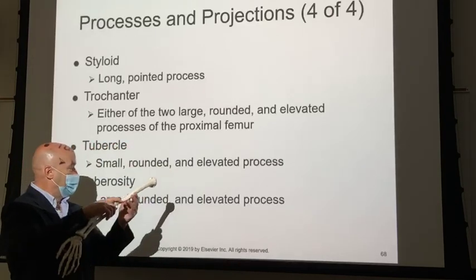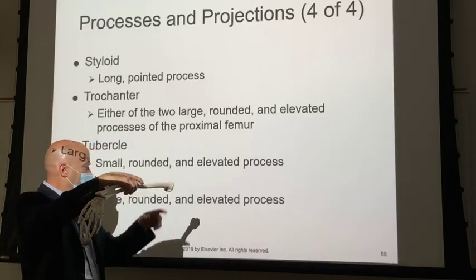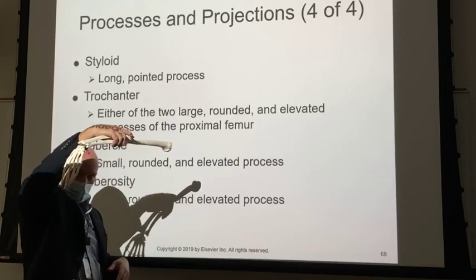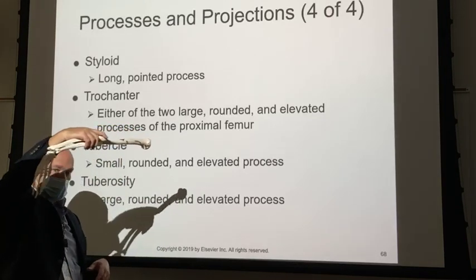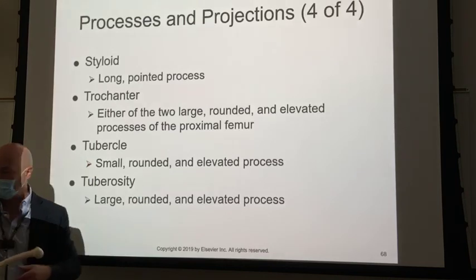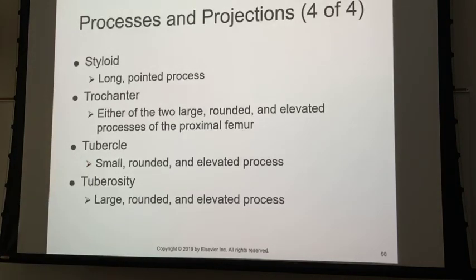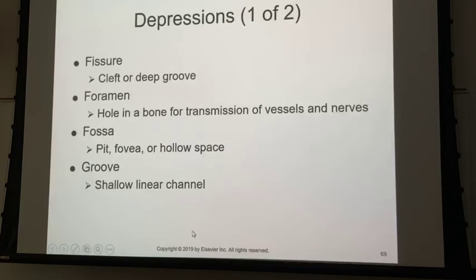That groove in between, can you see the shadow right there? That's what you call your intertubercular groove. So a groove is kind of an indentation in the bone, as opposed to a line being an elevation off the bone. And a tuberosity is a large, rounded, elevated process.